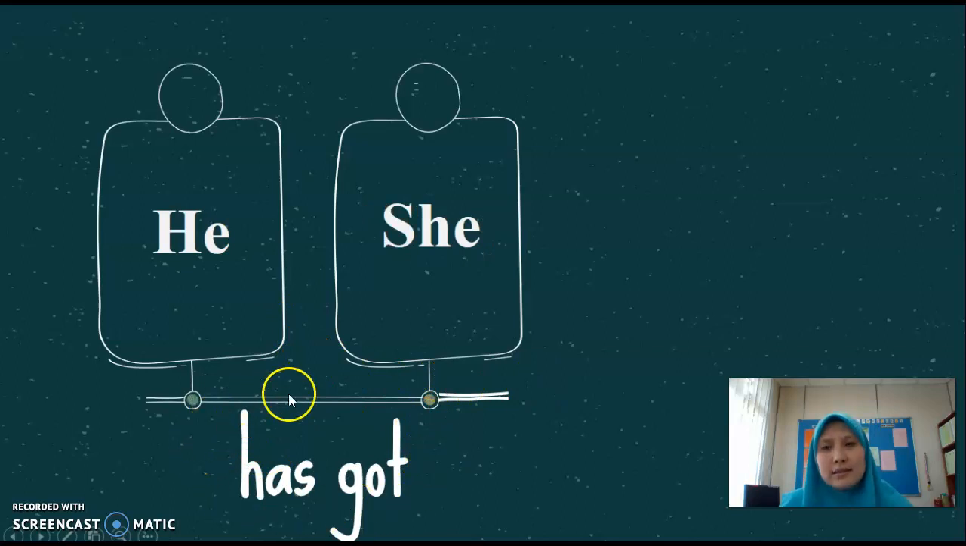For has got, he and she. He and she use has got. For example, he has got a black car. Example for she, she has got a blue chair.